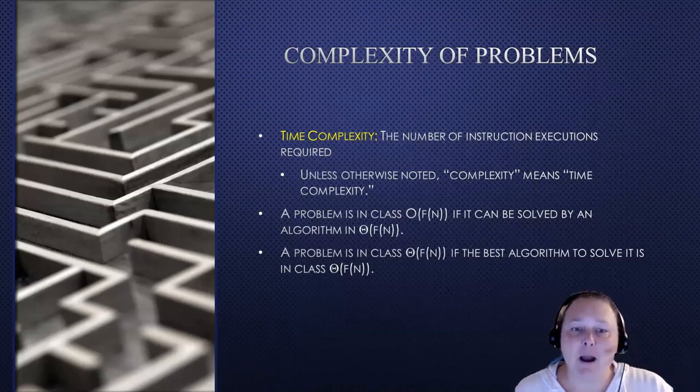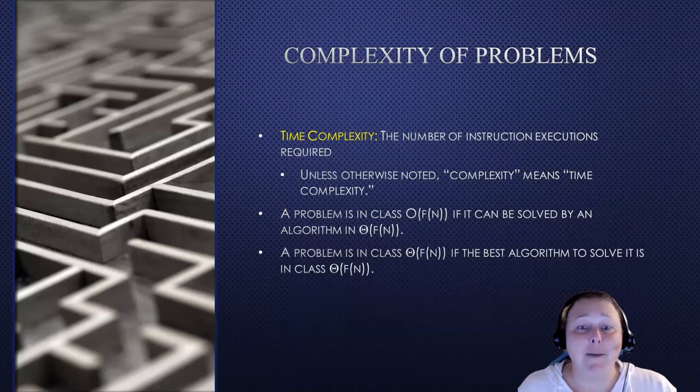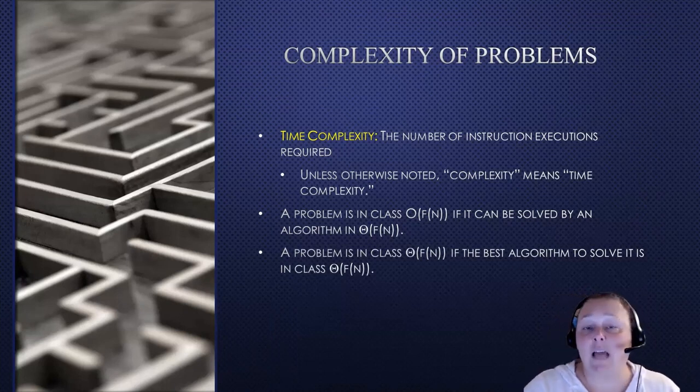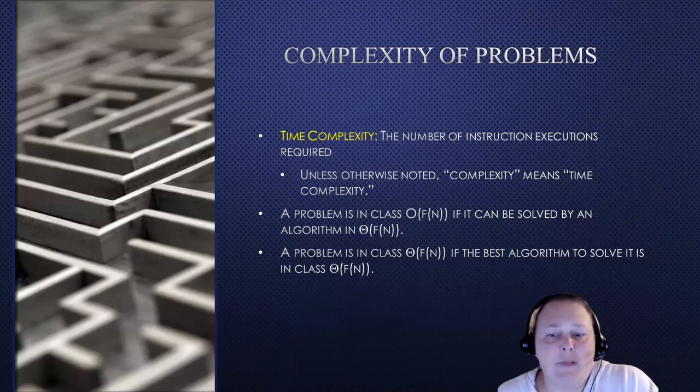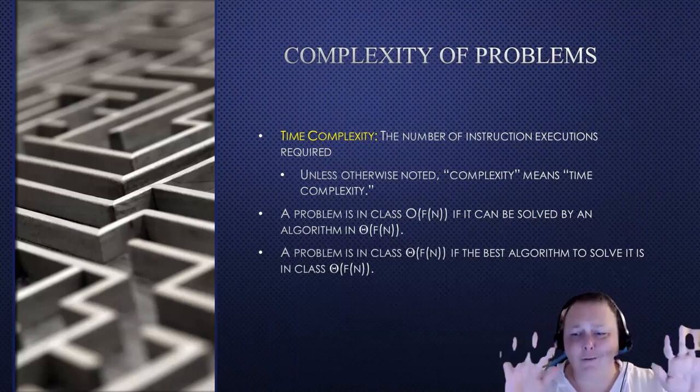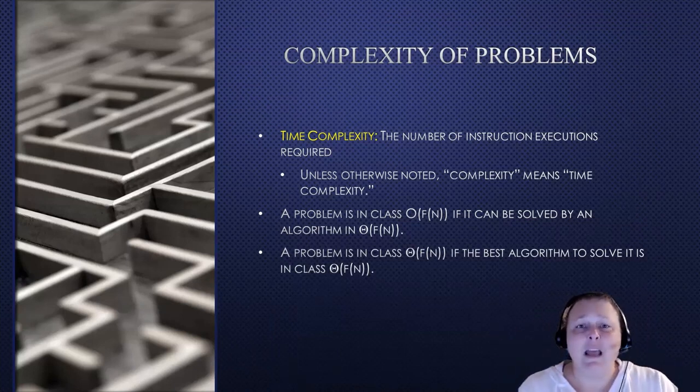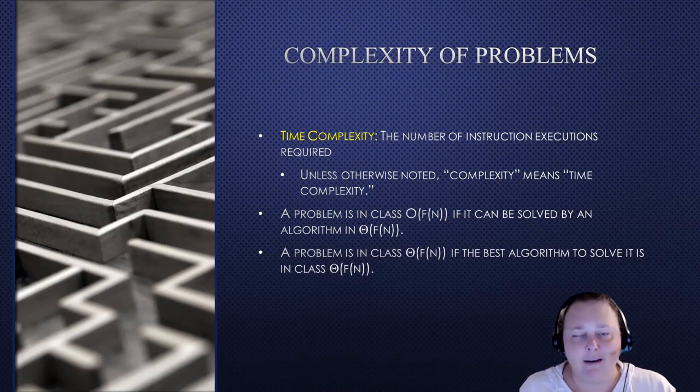The complexity of problems. So we can make problems as complex as we would like or as simple as we would like. So time complexity is the number of instructions required to do a process. Unless we say otherwise, we're talking about time complexity when we just use the word complexity. So here, there's some math and stuff in there, but basically what it's saying is the more steps you have, it's going to take more time in a nutshell.